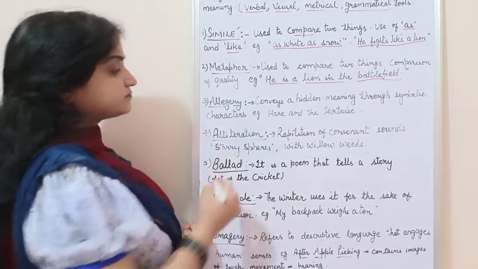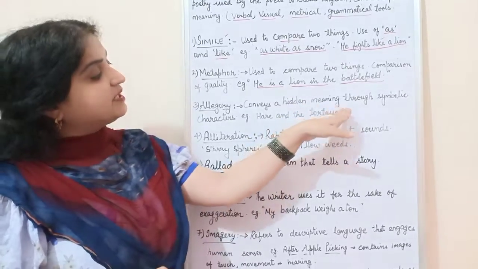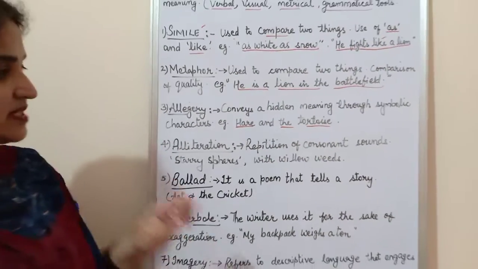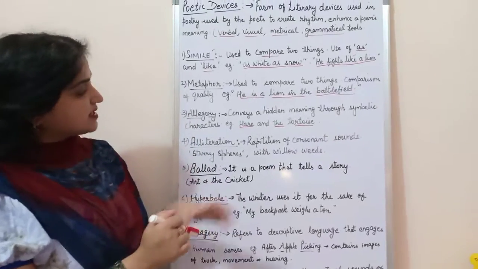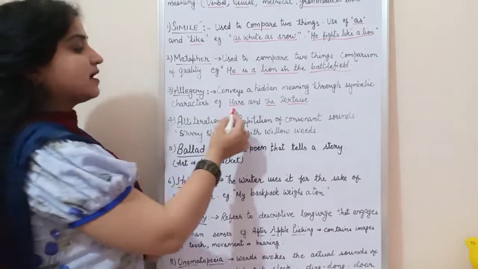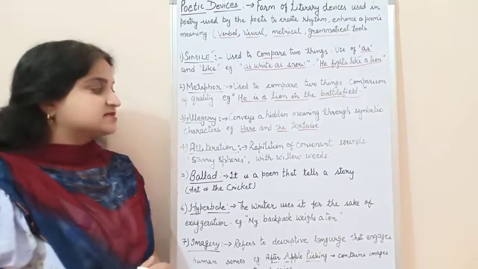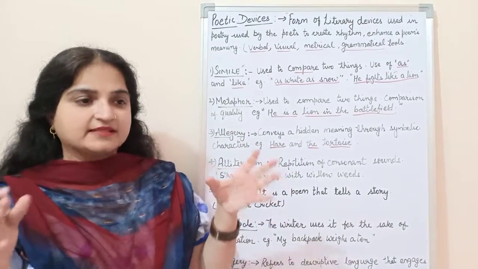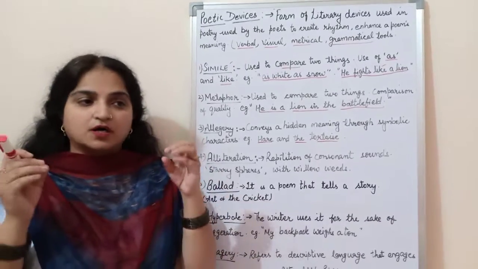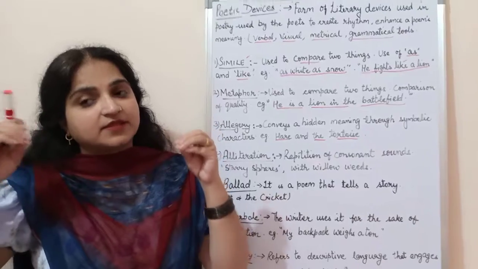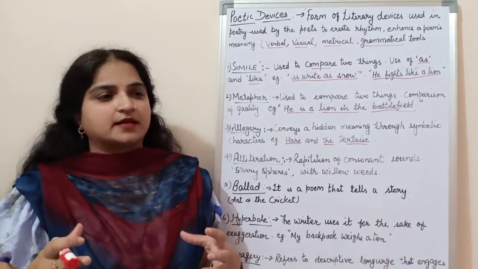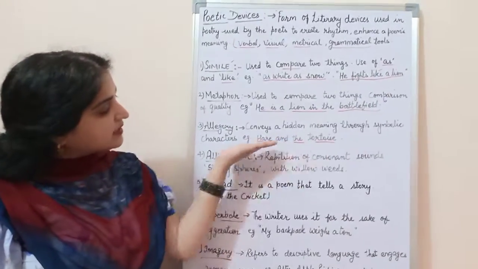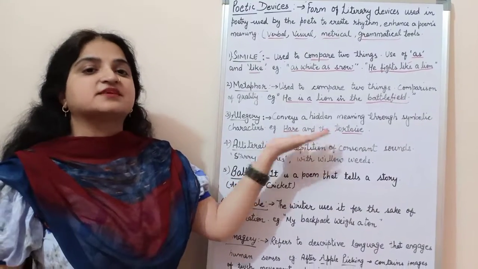Now the third is allegory. What is allegory? Allegory conveys a hidden meaning through symbolic characters, like the hare and the tortoise. You may all be aware of that story. They are symbolic characters. Through these characters, the writer wants to give a moral or message that slow and steady wins the race. Human attributes are compared: some are slow and steady and they win the race, but some who are very excited and overconfident, like the rabbit, often lose. So through these symbolic characters, the poet or story writer has given a message.